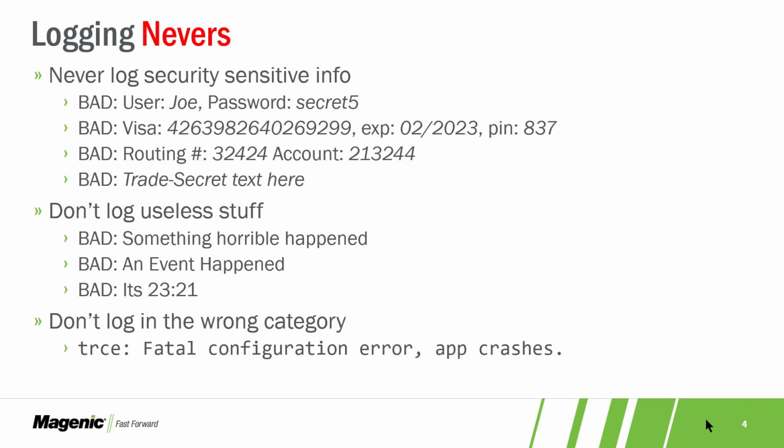And then finally, don't use the wrong category from the previous slide. A trace message, which is traced off in production most of the time. "Fatal configuration error, app crashes." Well, that should have been a fatal error, because that's the kind of thing you want to know about right away. The rule for fatal is my app will never restart until it is reconfigured, redeployed, whatever.